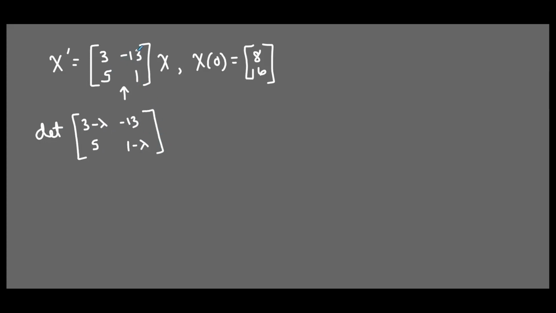So the matrix 3, negative 13, 5, and 1. So we're going to subtract lambda from 3 and 1 and then find the determinant. So we multiply down the main diagonal, so that gives us 3 minus lambda times 1 minus lambda, and then we subtract the product of the other diagonal. So that'll be plus, looks like 65, right?